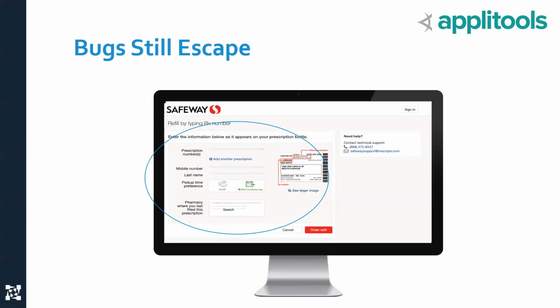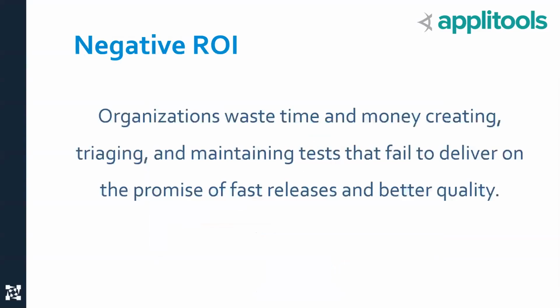And it happens to trying to get your prescription refilled, right? Where are my fields? What's going on? How do I enter my mobile number? Where is it, right? All this leads to negative ROI, right? Organizations are wasting time and money creating, triaging, and maintaining tests that fail to deliver on the promise of fast releases and better quality, right?